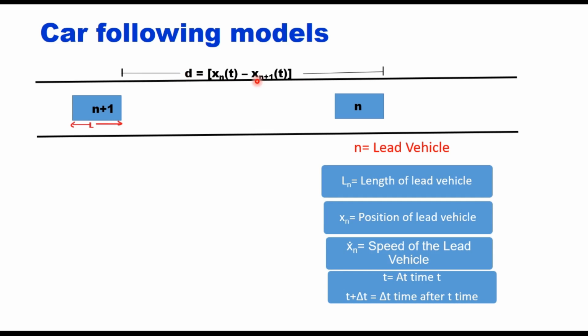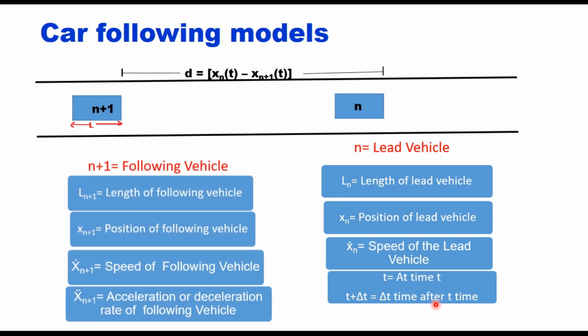Now notations which are used here: for lead vehicle we take suffix n, x is the position of the vehicle, x dot is the speed of the lead vehicle, small t here time t, and t plus delta t is delta t time after t. Similarly for following vehicle, this is n plus 1th vehicle, and therefore length of the following vehicle is L n plus 1, position x n plus 1, speed x dot n plus 1, acceleration x double dot n plus 1.